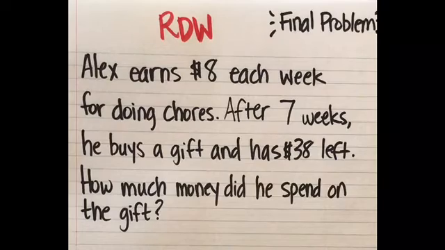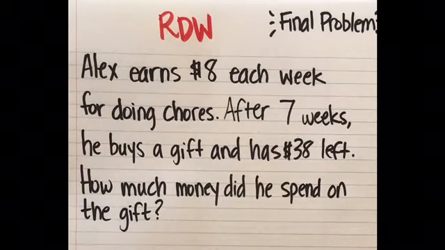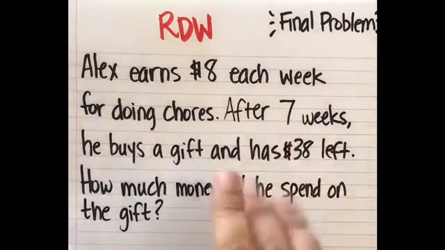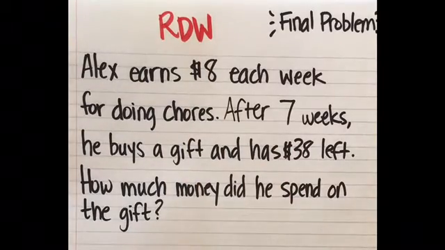All right, third graders, it's time for the final problem. Today you're going to be using this to do the RDW process with. Remember, that's what you're going to be doing from now on when you see a word problem. Alex earns $8 each week for doing chores. After 7 weeks, he buys a gift and has $38 left. How much money did he spend on the gift?